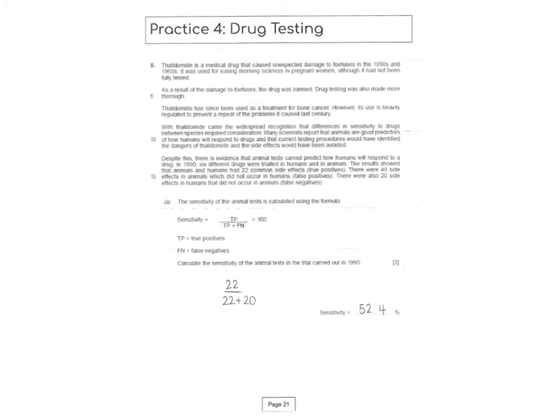For drug testing, thalidomide is a medical drug that caused unexpected damage to the fetuses in the 1950s and 60s. It was used for easing morning sickness in pregnant women, although it had not been fully tested. As a result of the damage to fetuses, the drug was banned. Drug testing was also made more thorough. Thalidomide has since been used as a treatment for bone cancer. However, its use is heavily regulated to prevent a repeat of the problems it caused last century.